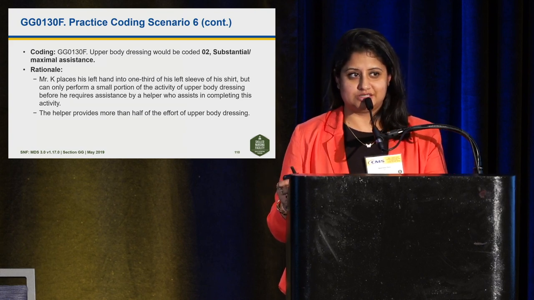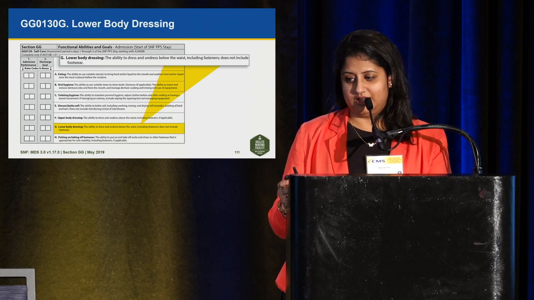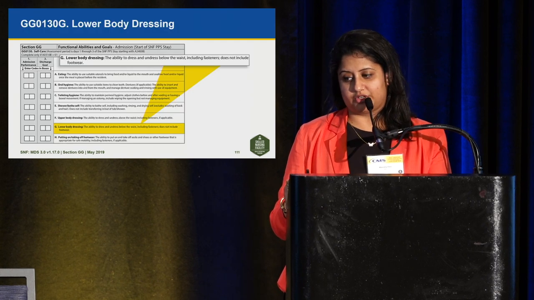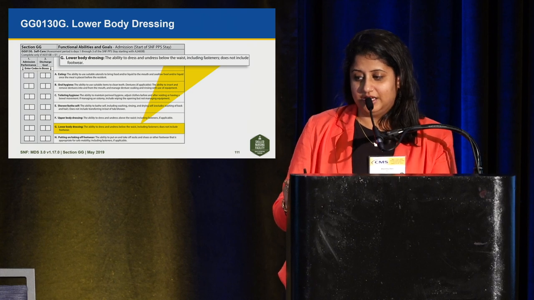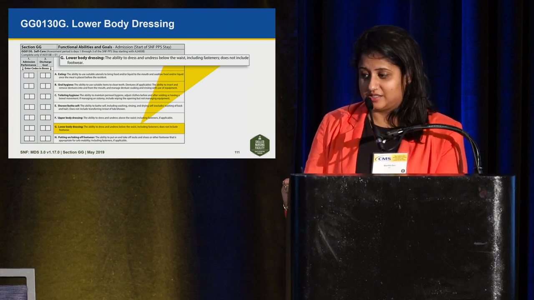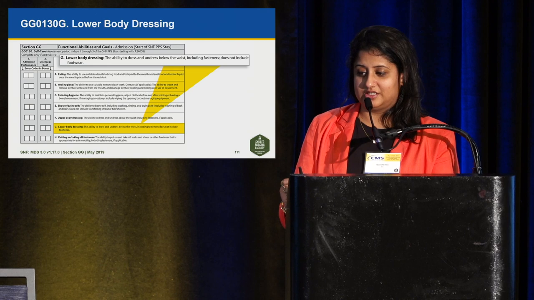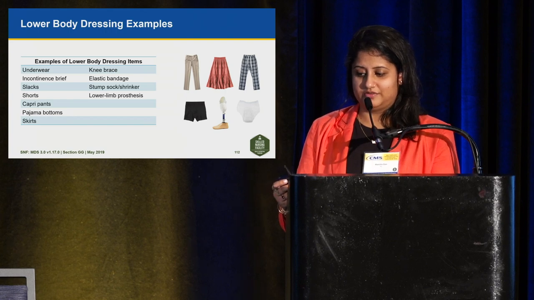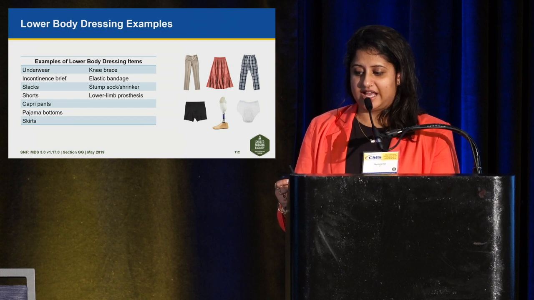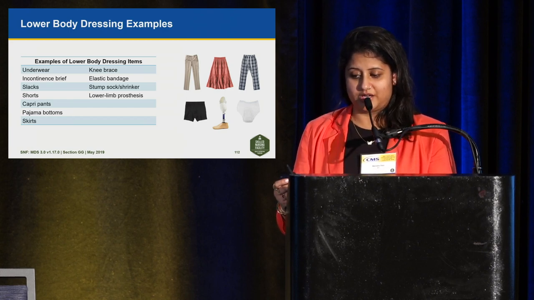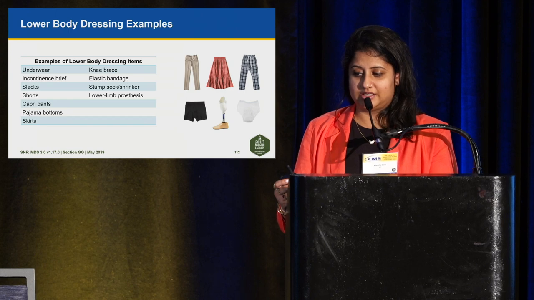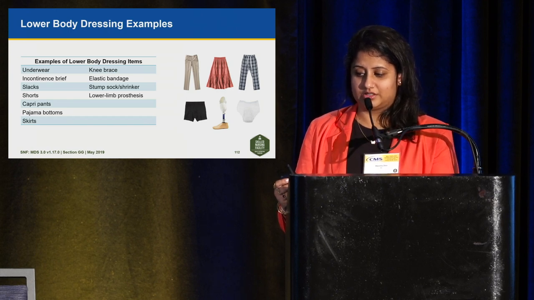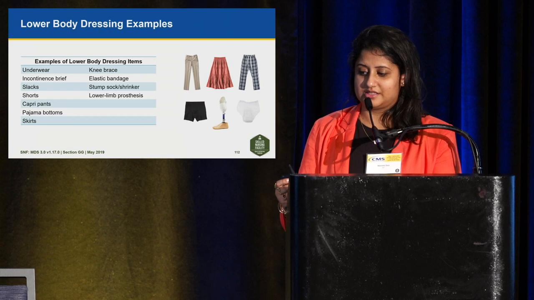All right, so the next one we have is GG0130G, lower body dressing. This is the ability to dress and undress below the waist, including the fasteners, and does not include footwear. Here are some lower body dressing examples. Again, this is not an all-inclusive list. These are some examples that we see: underwear, incontinence briefs, slacks, shorts, capri pants, pajama bottoms, skirts, knee braces, elastic bandages, stump socks or shrinkers, or lower limb prosthesis.